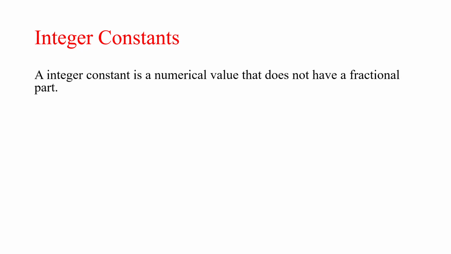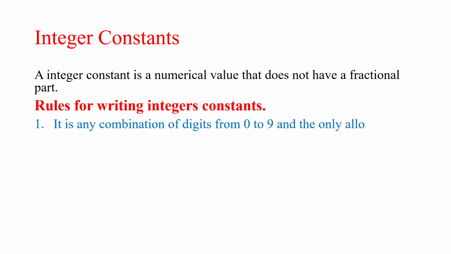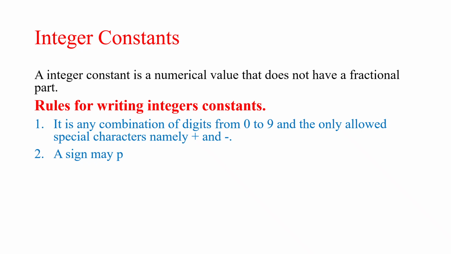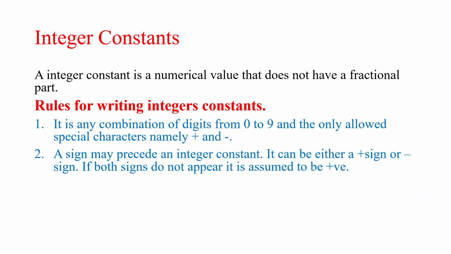Integer constants. An integer constant is a numerical value that does not have a fractional part. Rules for writing integer constants. 1. It is any combination of digits from 0 to 9, and the only allowed special characters, namely plus and minus. 2. A sign may precede an integer constant. It can be either a plus sign or minus sign. If no sign appears, it is assumed to be positive.